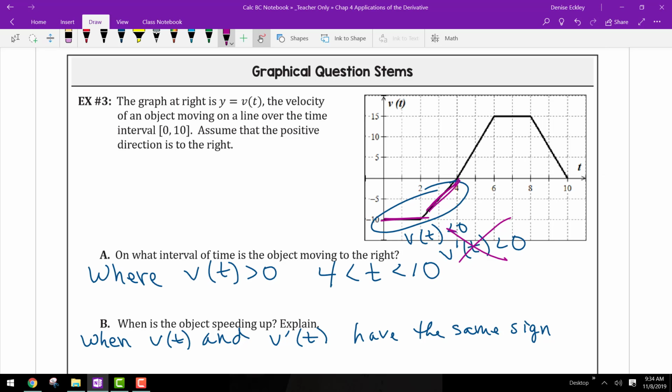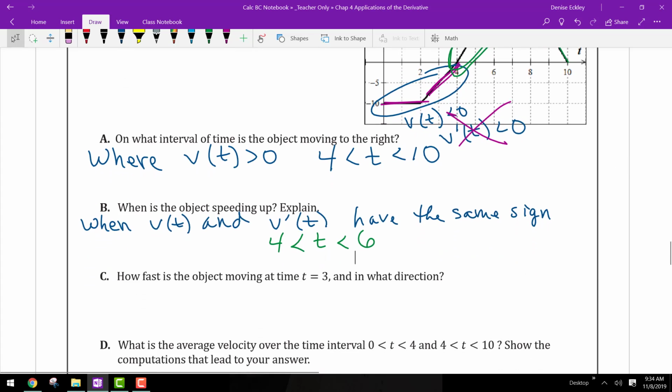But what we do see is that on this section of the graph, the 4 to 6 time interval, we have velocity being greater than 0 and its derivative also being greater than 0, because we have an increasing line. And here we have 0 slope, and then we have negative slope. So the circled part from 4 to 6 seconds is the only part where we have an object speeding up. So we're going to put 4 is less than t, which is less than 6.